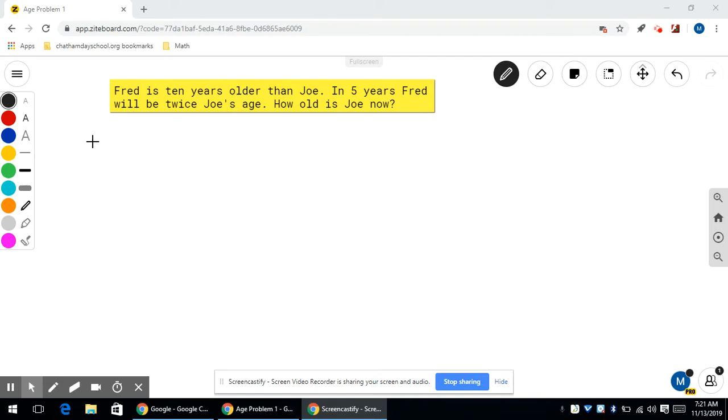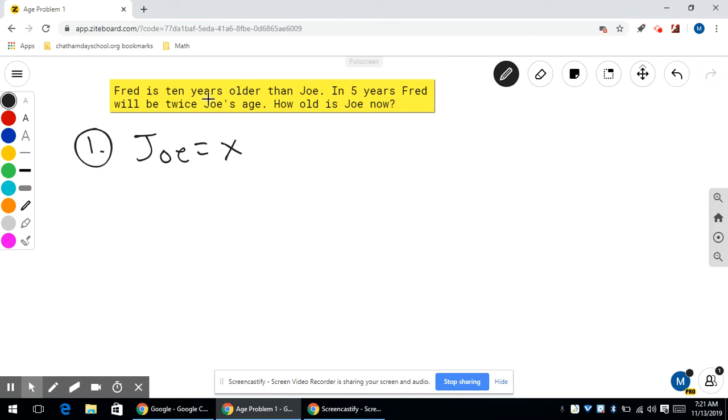The first thing that we do, and I recommend doing this all the time, is define your variable. Since it says Fred is 10 years older than Joe, we know that Joe is our variable. We're looking for Joe's age. So, I'm going to do Joe equals X. Now, this represents Joe's present age, how old he is now.